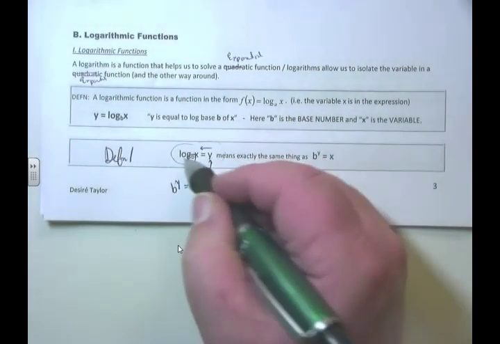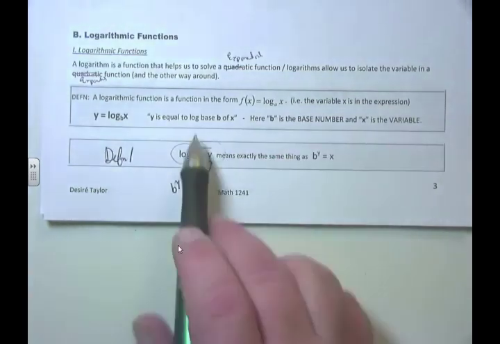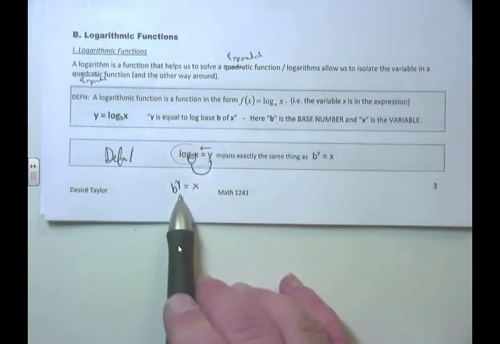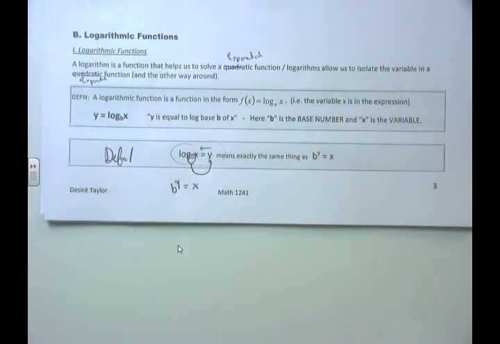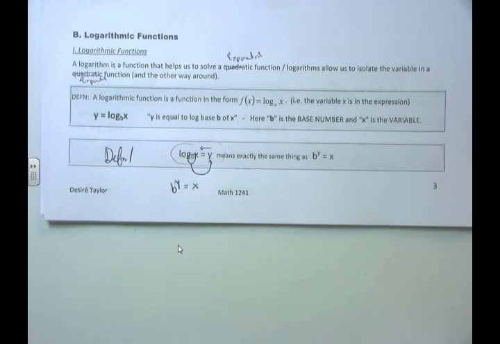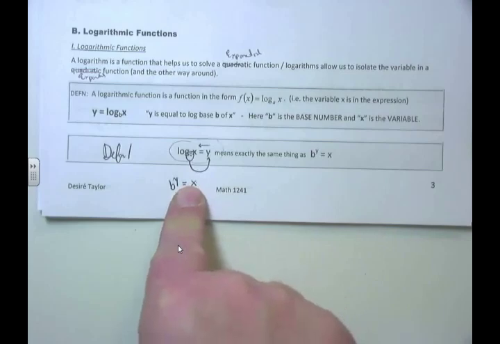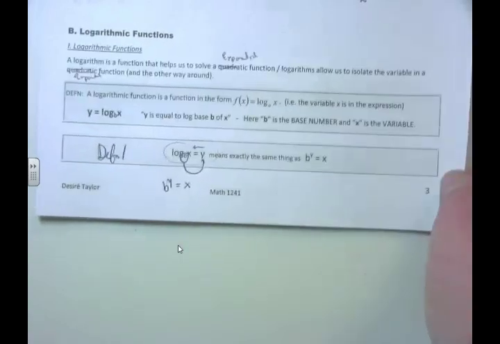Base raised to the y equals x. My point is this: log base b of x equals y and b raised to the y equals x are the exact same equation. One is written in logarithmic form, the other in exponential form. The purpose of logarithms, the reason you studied logs in the 10th, 11th, 12th grade, was this. This is important, get it in your notes: logarithms solve for exponents. When I have a variable in the exponent and I need to solve for it, the first thing that comes to mind is logarithms.